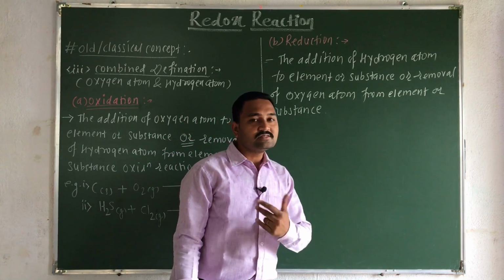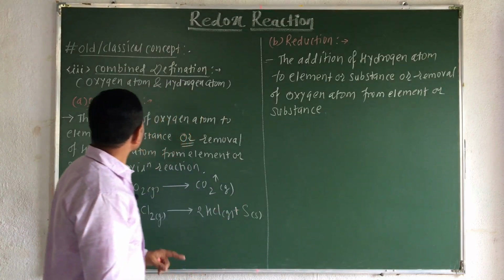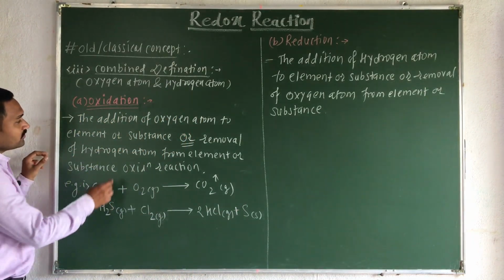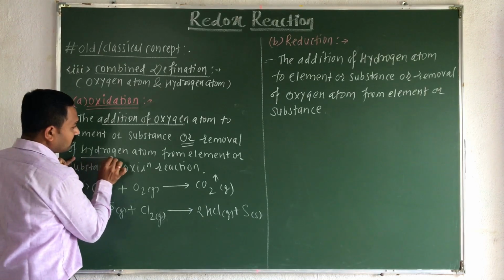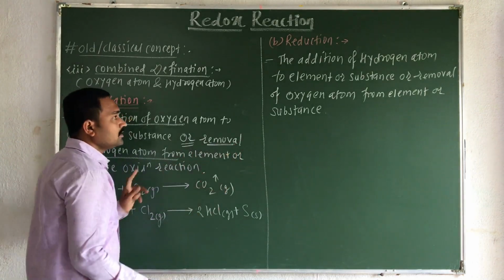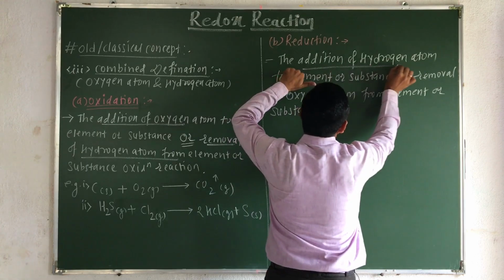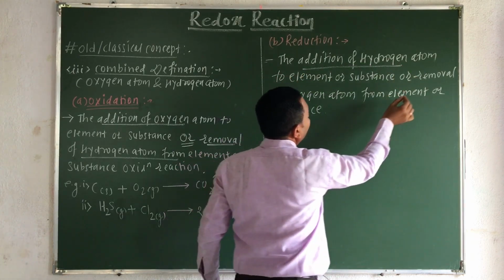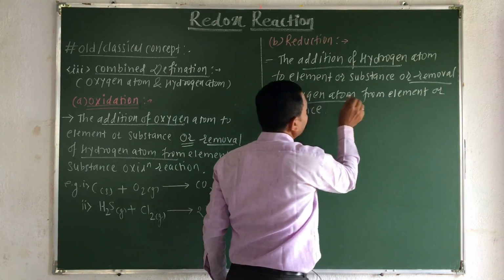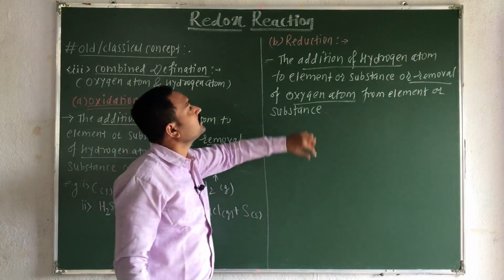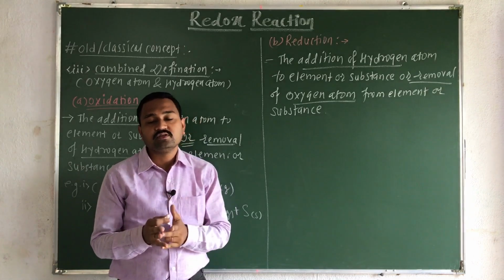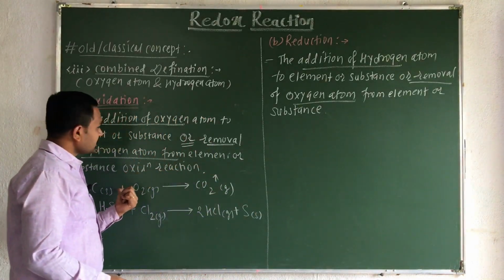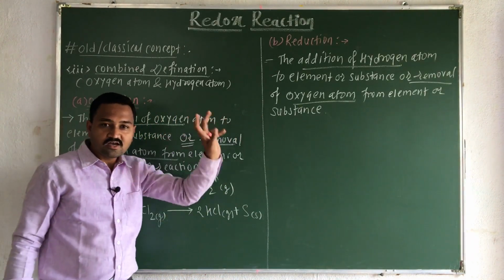Now let us consider the differences. In the oxidation reactions, we consider the addition of oxygen atom and the removal of hydrogen atom. Here, in reduction, it is the addition of hydrogen atom while the removal of oxygen atom. So this is the basic difference between the definitions of your oxidation reaction and the reduction reaction.